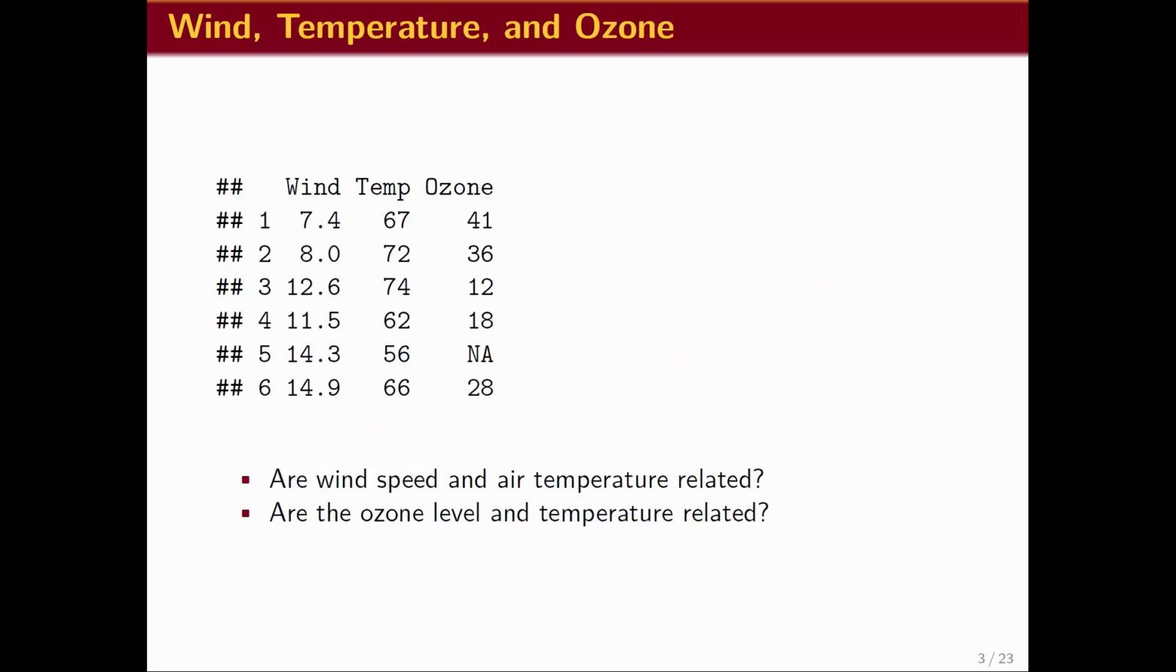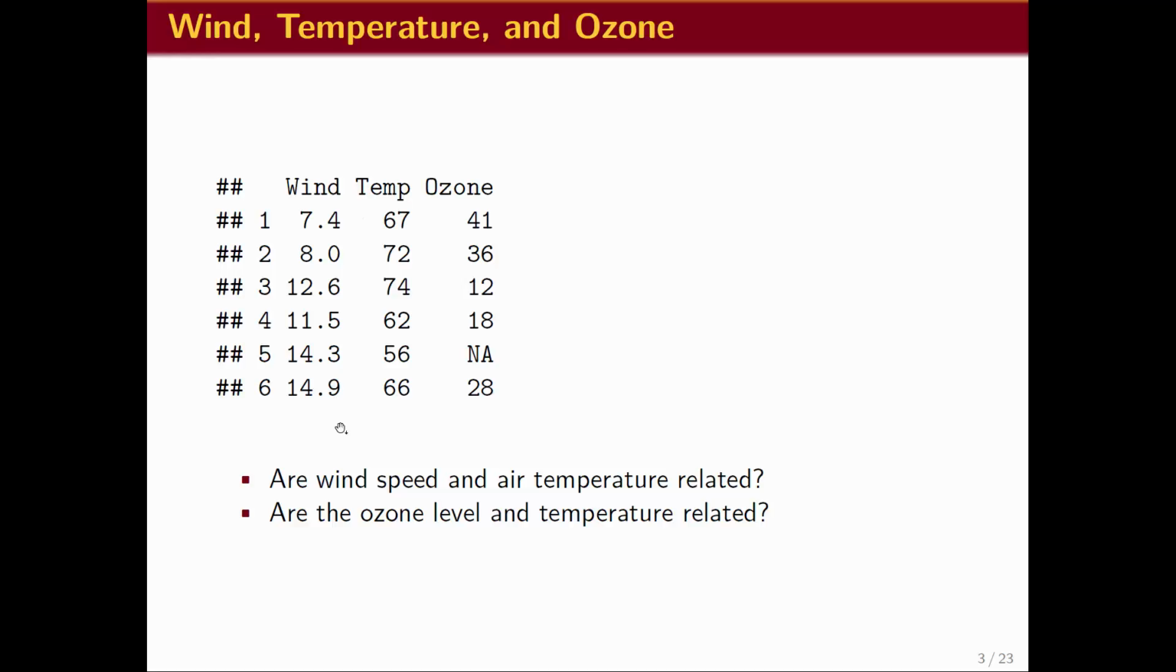So here's some data that comes by default with R. It's called the air quality data. It measures a bunch of variables on a bunch of days about atmospheric conditions. We're going to isolate three of these continuous variables, which are wind, temperature, and level of ozone, that are measured on these days. This is not the full data set.